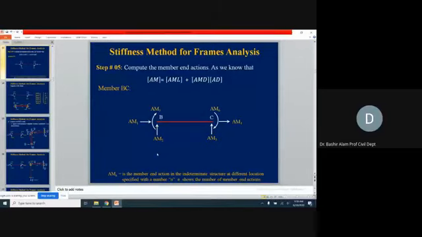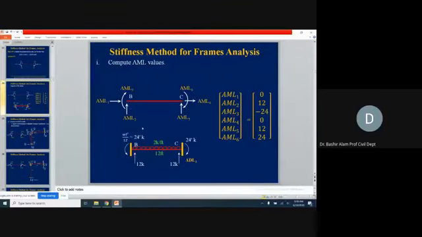Now AML values we will be taking now. So AML values for member BC, you see here, we are going to the ADL now, from where we generated our ADL matrix. So we are going here. These are those member end actions now.